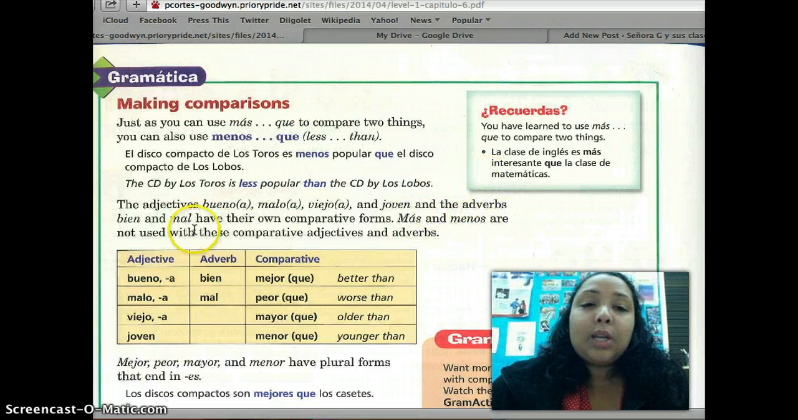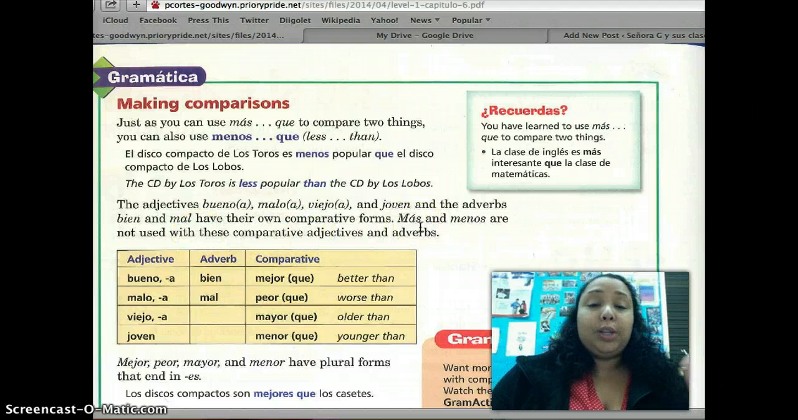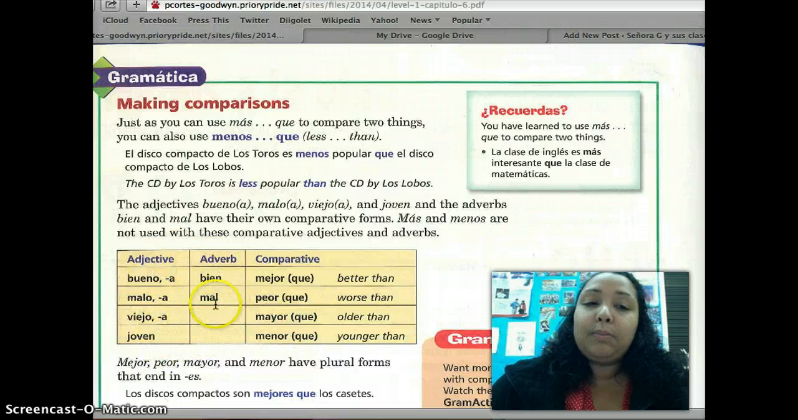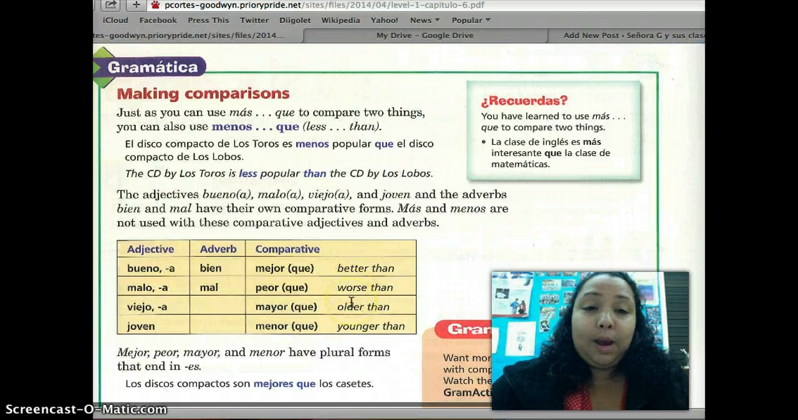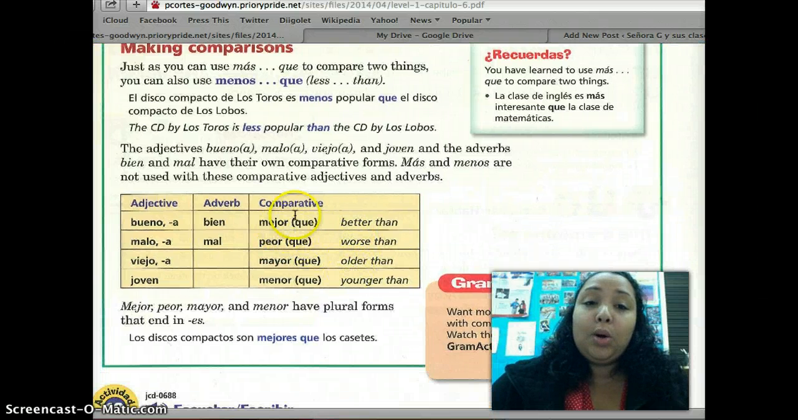Más and menos are not used with these comparative adjectives and adverbs. So we're not going to say she is more good than me. Okay, ella es más buena. That doesn't even make sense. So all of these over here, the bueno, malo, viejo, joven, bien and mal, we are not using those with these comparative formulas. What we will be using for comparative formulas are mejor que, peor que, mayor que, menor que, better than, worse than, older than, and younger than.